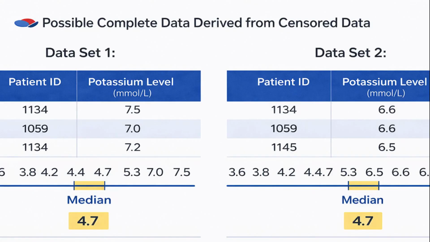However, if we calculate the median, we find that both data sets have the same value. This shows that when the highest values are not fully observed, the median is less sensitive to extreme values and does not rely on assumptions about censored values, which makes it a more stable measure of center.